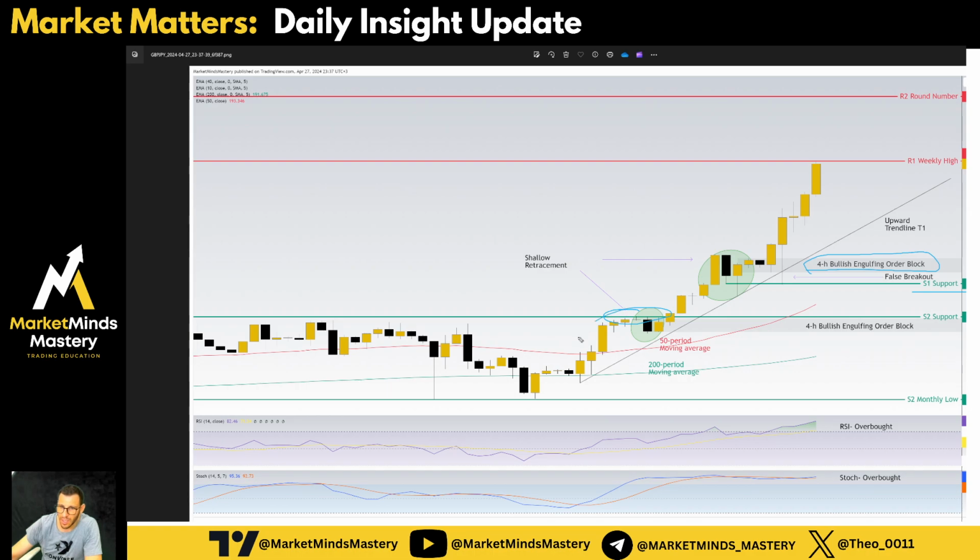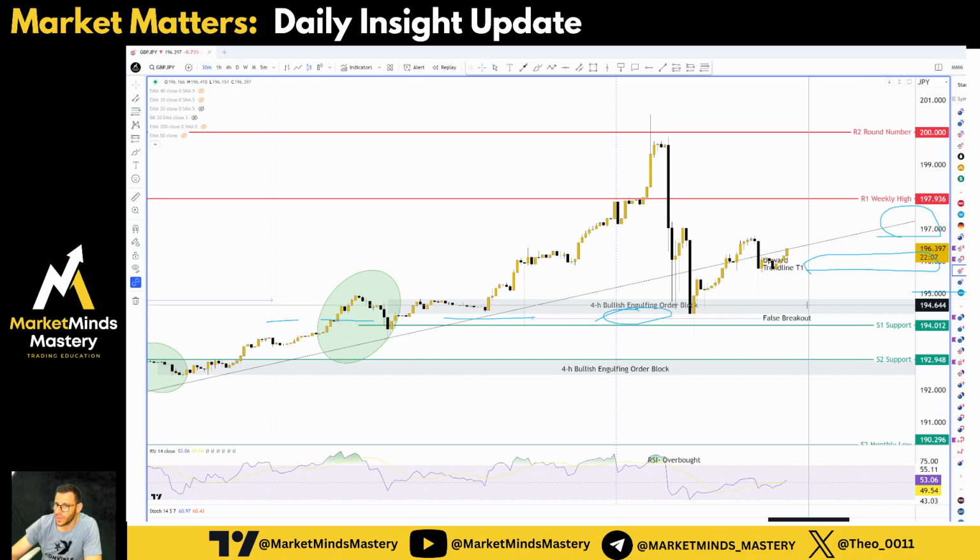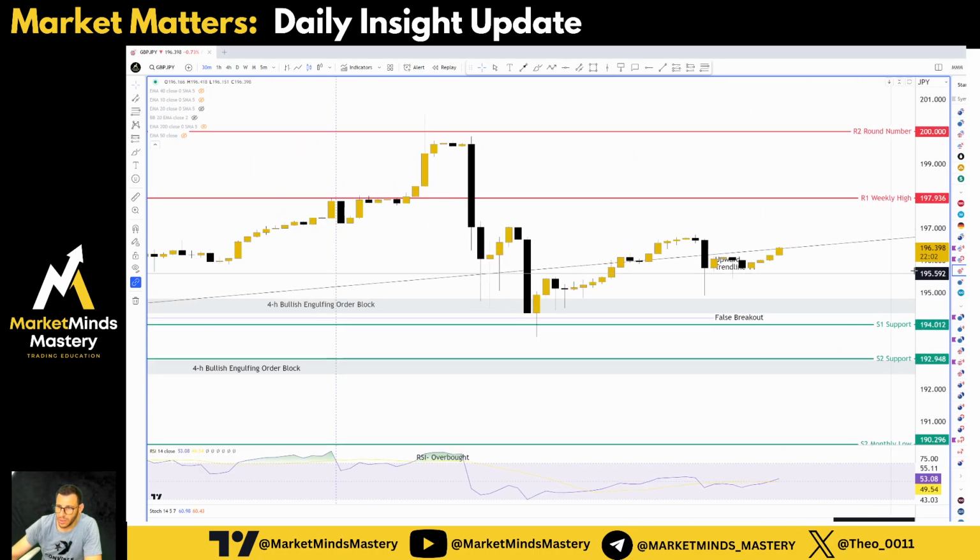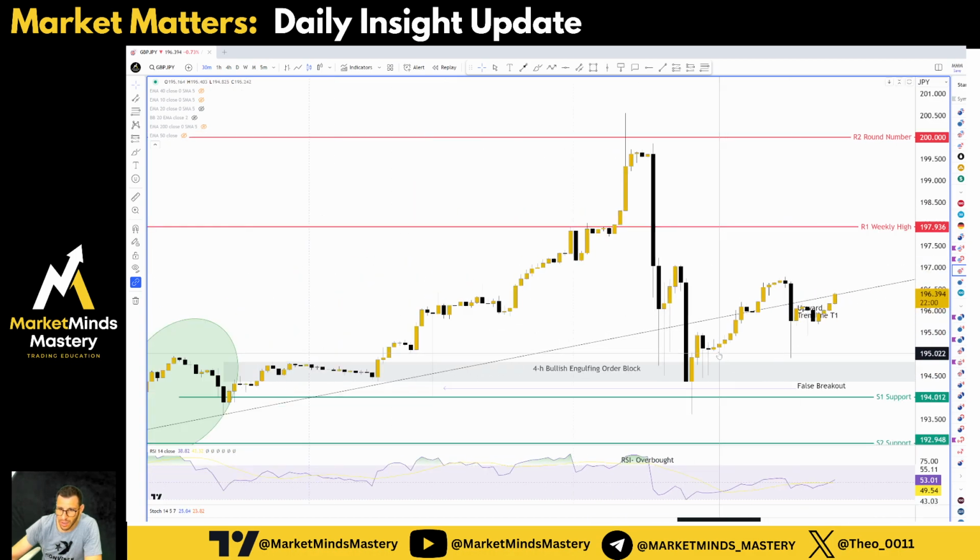Also, this has support here based on this breakout. The upward trend line, of course, that's very important. And the market actually today entered into this area and bounced to the upside.